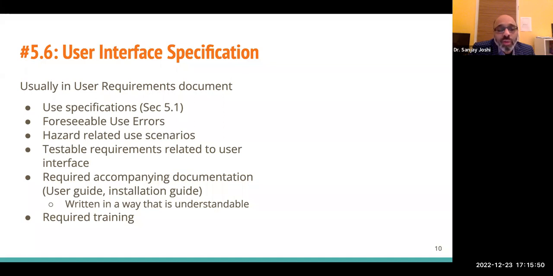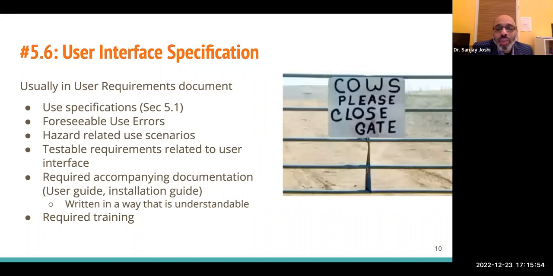And this could be in the form of user guide, it could be installation guide, operating manual, whatever it is. It needs to be written in a way that makes sense. Don't do it just for the sake of doing it. And actually your end users are required to look at it and say that, yes, this kind of makes sense and it's clear and intuitive. If there is any training that you need for your users, you need to lay that down in your user specification, and usually you need a training plan to say that here is how you are going to train your end users.